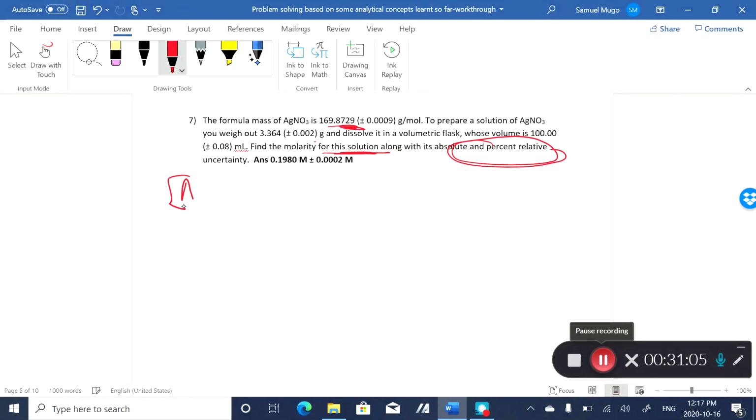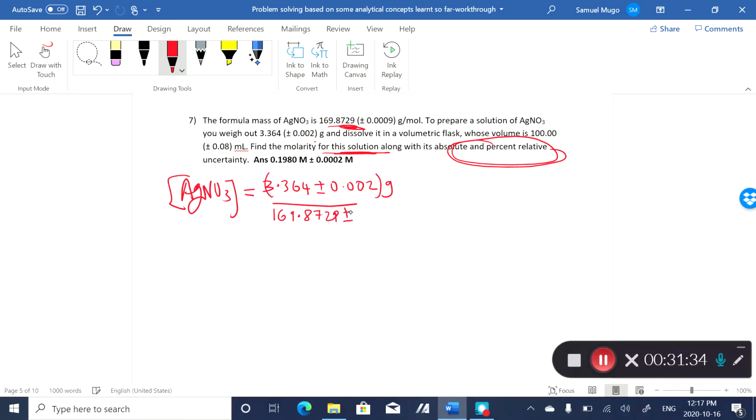And so in this case, I'm calculating the concentration of silver nitrate, and I know it's equal to the mass of the sample, 3.364, I think we all know that, plus or minus 0.02 grams. And then we are dividing it by the molar mass, which is 169.8729 plus or minus 0.009 grams per mole.